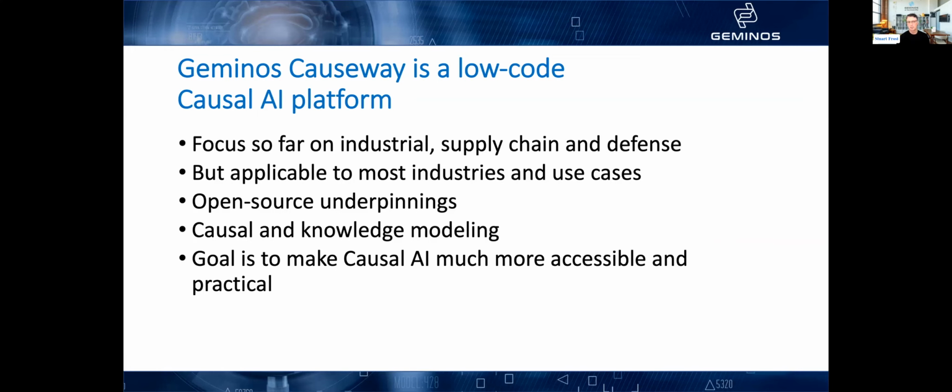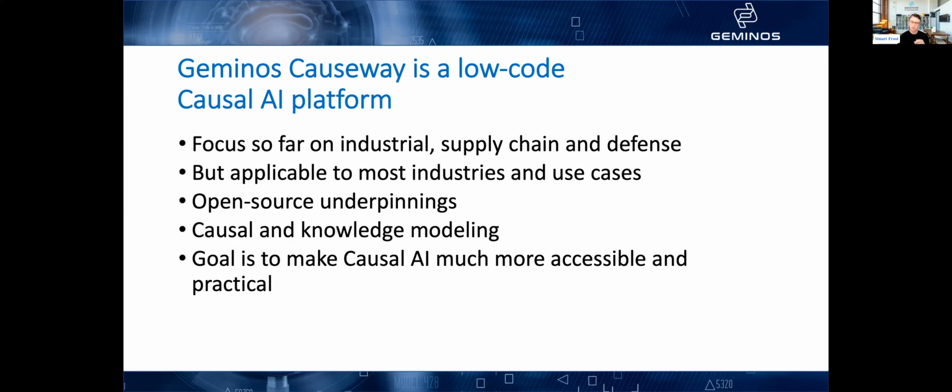And what we've done is created a comprehensive low-code causal AI platform with a goal really of making it a lot more accessible and practical and directed at common business problems. So the kinds of things that Judith mentioned: I've got an outcome variable. How do I change it? How do I optimize it? If it drifts over time or changes over time, how do I fix that? What are the levers in the business that I have to improve things? So far, we've focused on a lot of smart manufacturing, supply chain, defense use cases. But it really is applicable to most industries and use cases. We're finding a very, very broad applicability of these techniques.